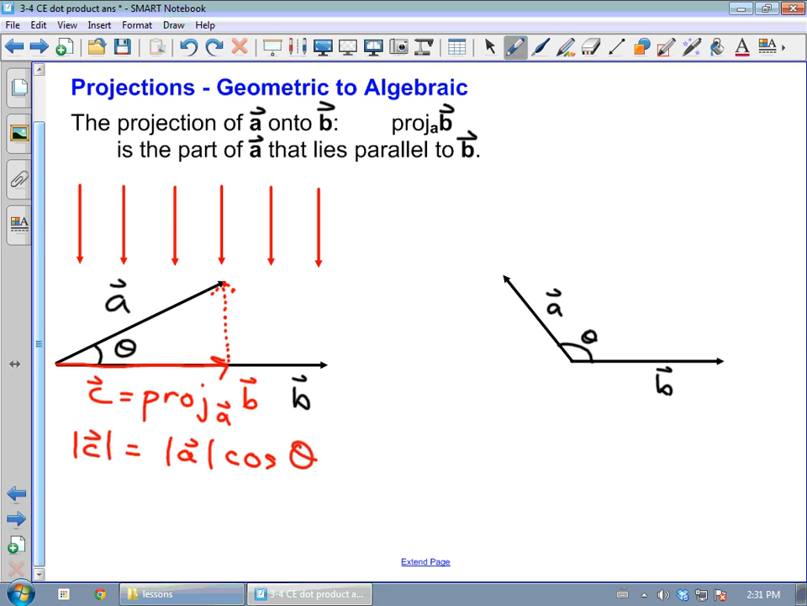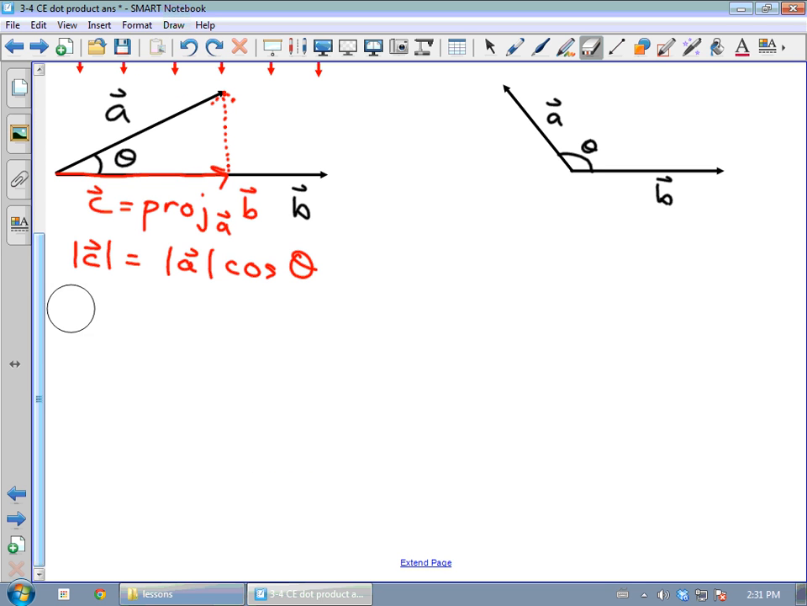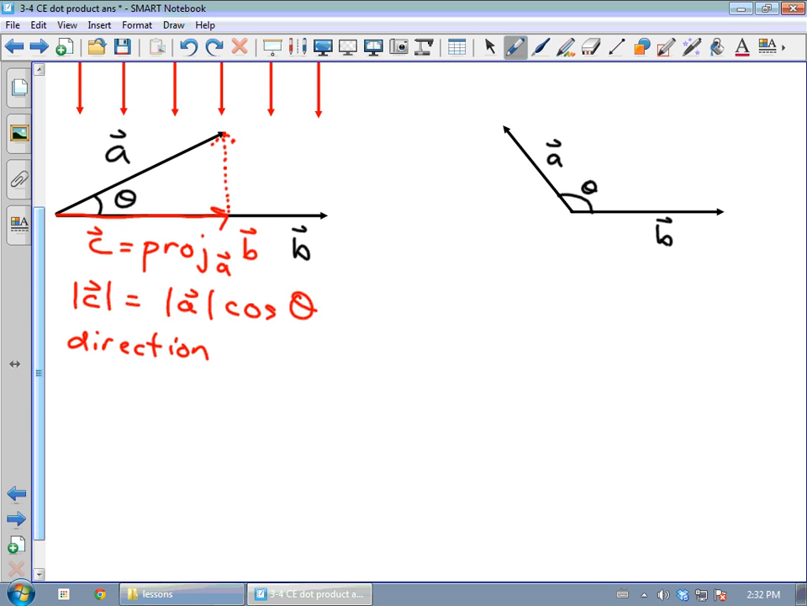Now, C is a vector, so we've got the magnitude of it. What about the direction? Well, the direction that C is pointing in is always given by this vector B over here. Whatever direction B is pointing, because we're taking the component of A that is in the same direction as B, or along that same line, C is always going to be in the same direction as B.